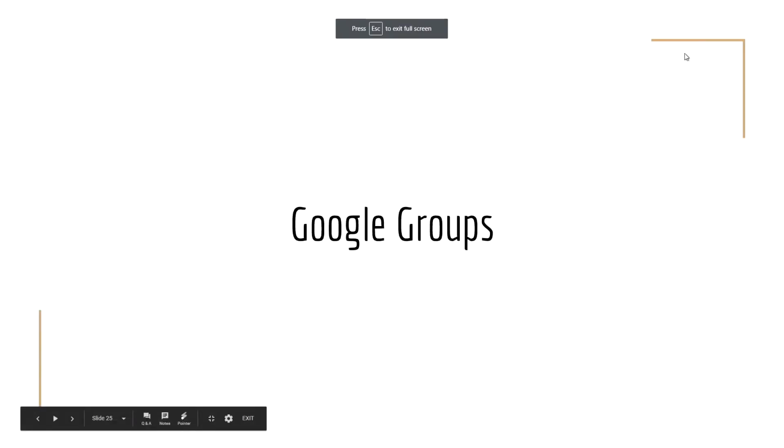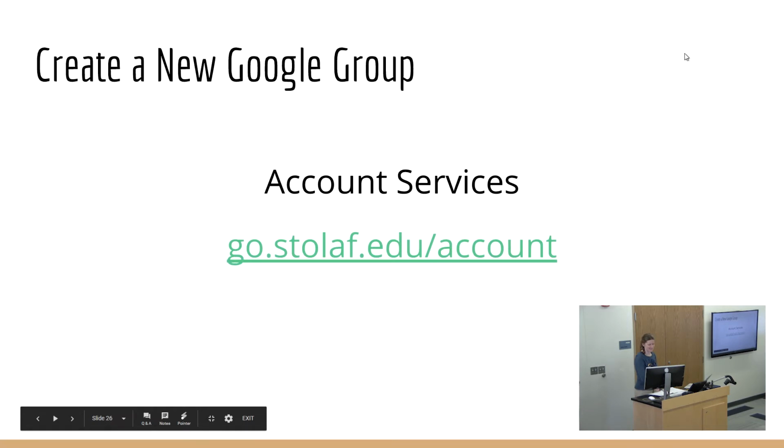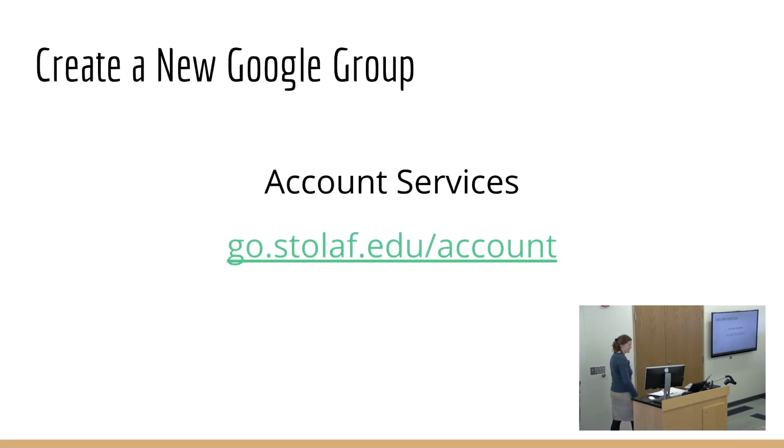Okay, now we're going to talk about Google Groups. What's the difference between a group and a team? Okay, Google Group. Everybody knows what a Google Group is? It's another word for email alias. It's another word for mailing list. These are words that were used in account services. Mailing list, email alias, that's the same thing as a Google Group.